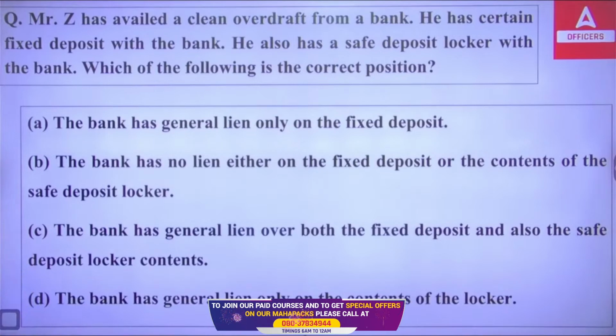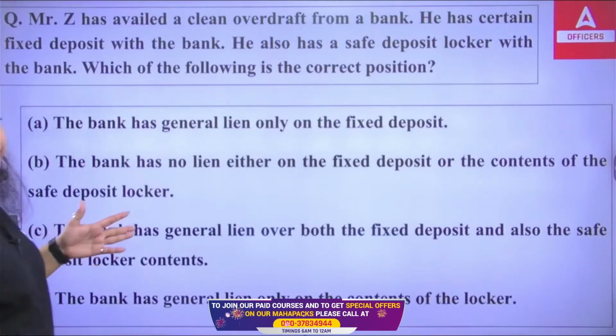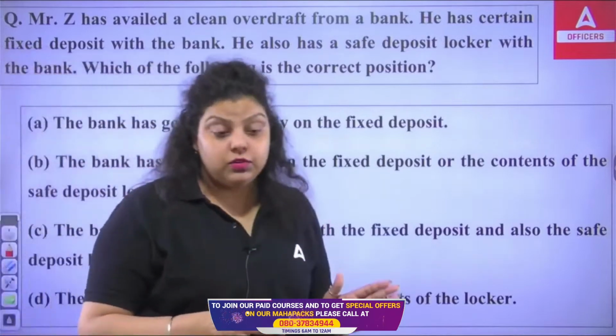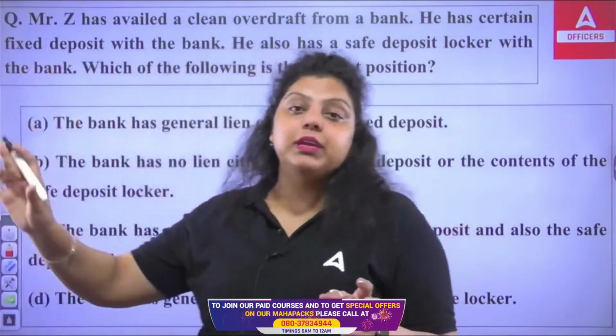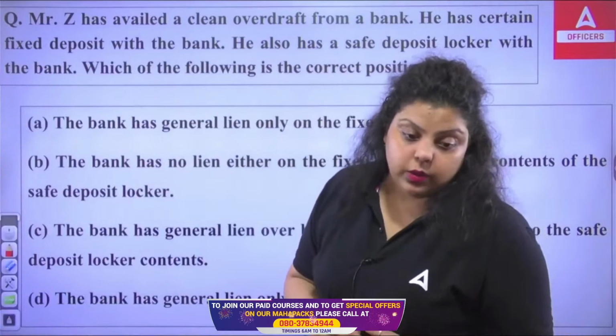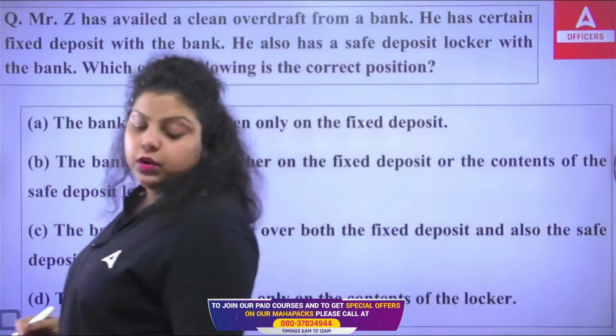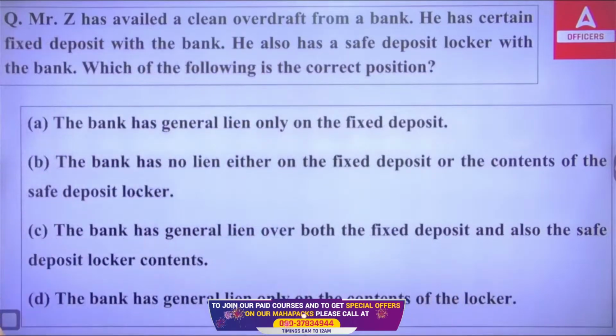A, B, C, or D? So, a banker's lien is simply when the bank has a right on the collateral until and unless the customer repays the loan to the bank. Okay. Now, let me know which of the following is correct.